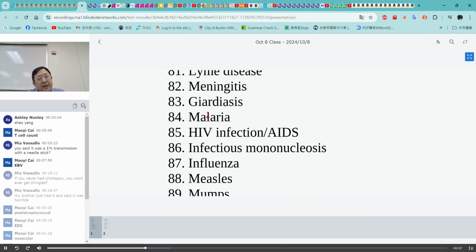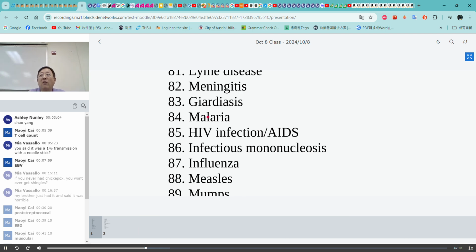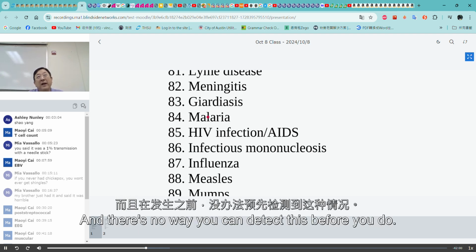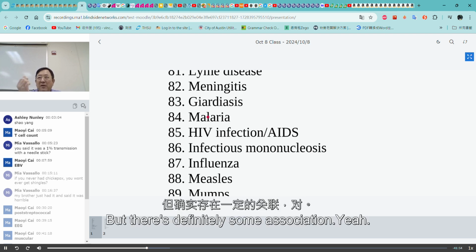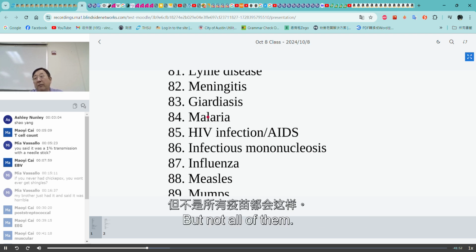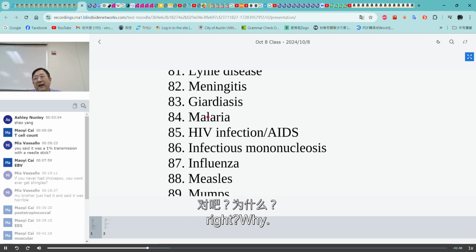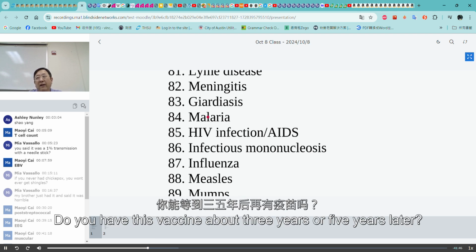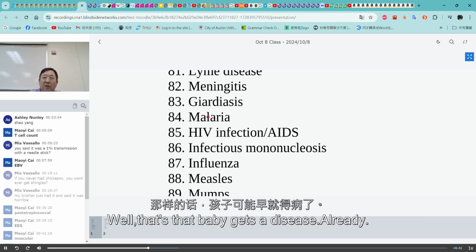Sometimes your body's system may overreact, and there's no way you can detect this before you do the vaccine. It's very hard to detect. There's definitely some association, but not in all cases. If all of them, the vaccine would not be on the market anymore. Why do we have this vaccine? How about 3 years or 5 years later, when that baby gets the disease already?